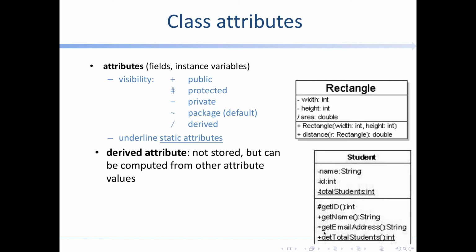Here you can see some examples of different access visibilities. The hash is a protected method. Plus is public, so everybody can access the name, but the ID cannot be accessed by all classes, only subclasses of this. Email is accessed only through the package, so maybe a few classes can access it. And also get total students, a static method, is underlined. So what does that mean? It means you don't need an instance of this class to access it. So you can just say capital Student dot get total students and you can access it.